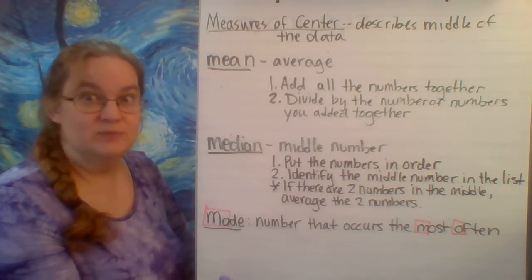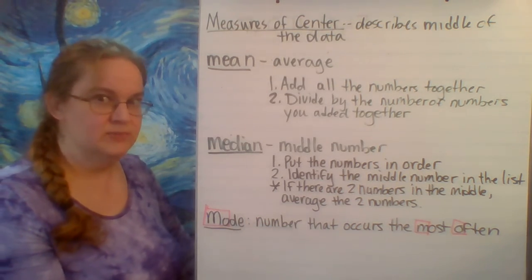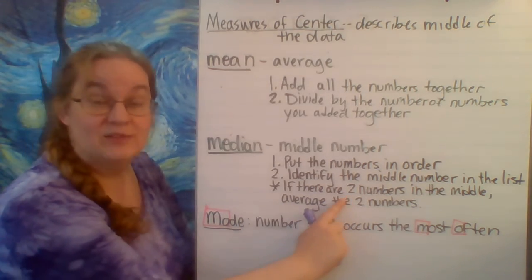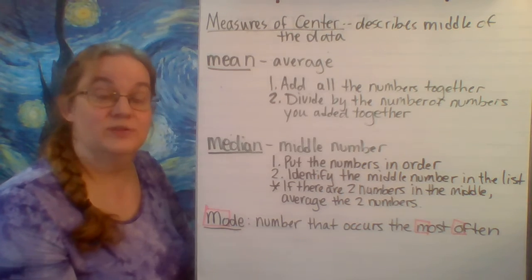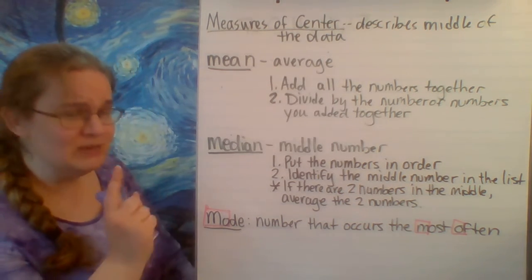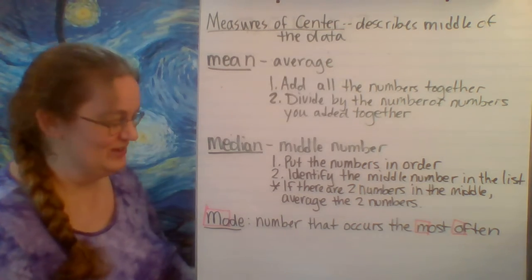But if you have an even number of numbers, like say you only have 6 numbers, there's going to be 2 numbers in the middle. In that case, you're just going to average those 2 numbers. So add them together and divide by 2, and that will give you your median, okay? The median should be a single number when you're done.